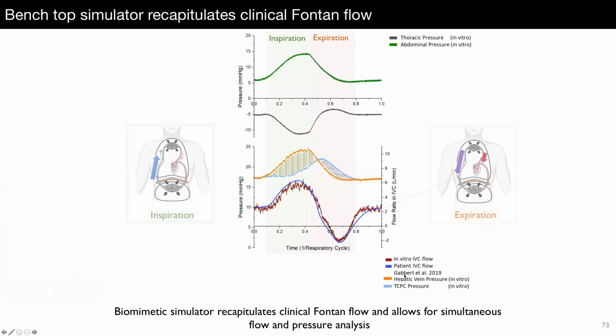And what we can do then with our model is recapitulate inferior vena cava flow. So the flow in this shunt, we can mimic exactly how it is clinically. This is a patient IVC flow in blue, and this is our in vitro IVC flow. We can also mimic the pressures during inspiration, expiration, both in the thorax, abdomen, and also in the hepatic vein and in this Fontan shunt.